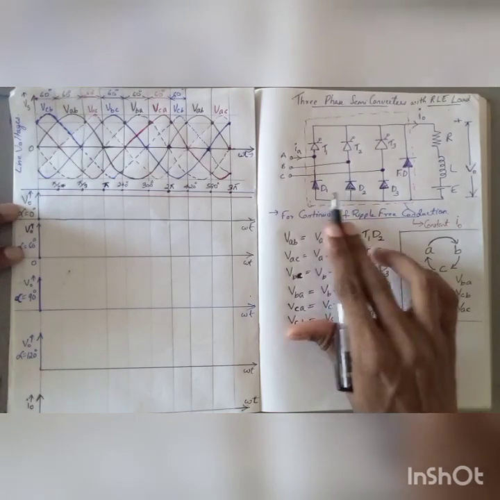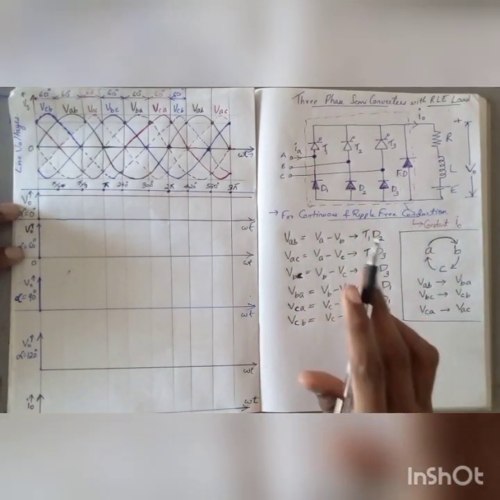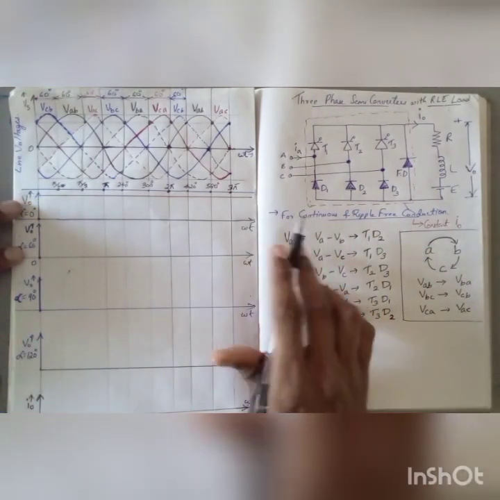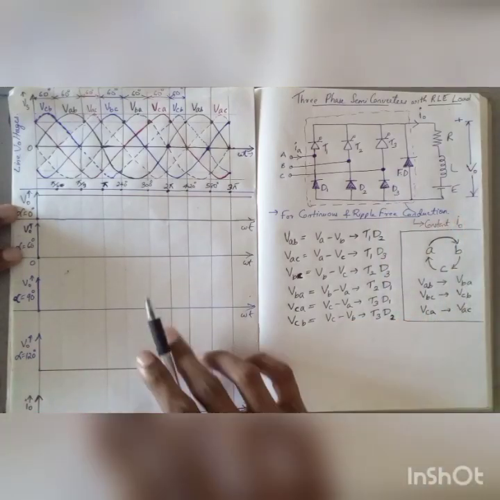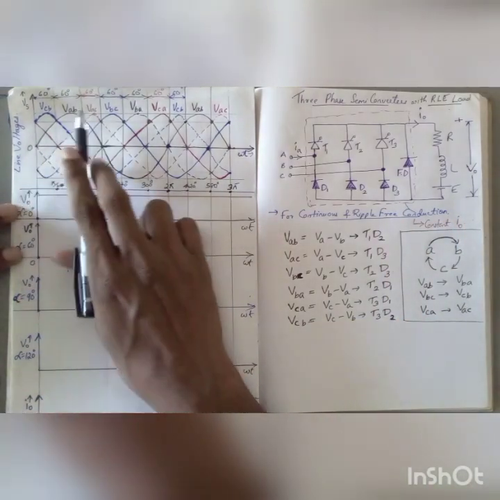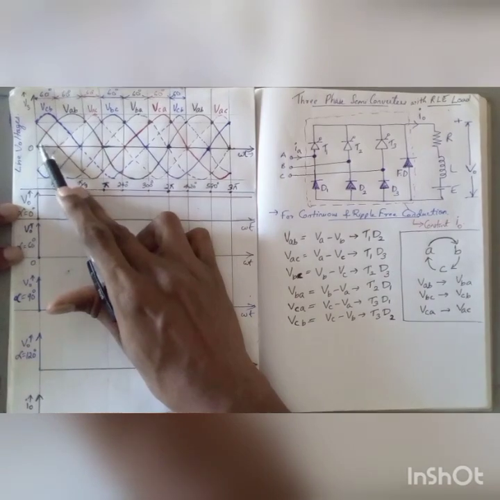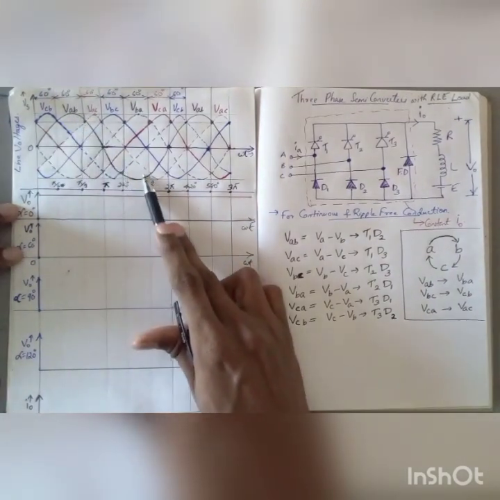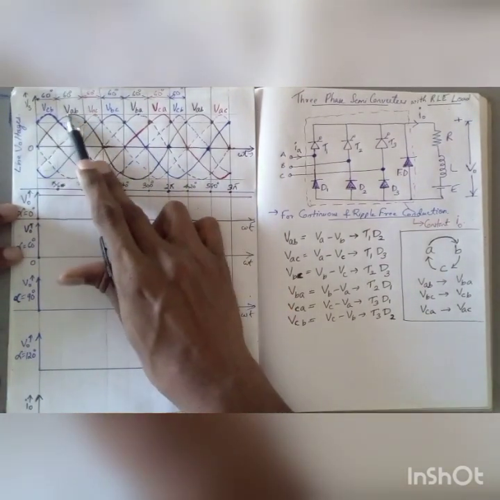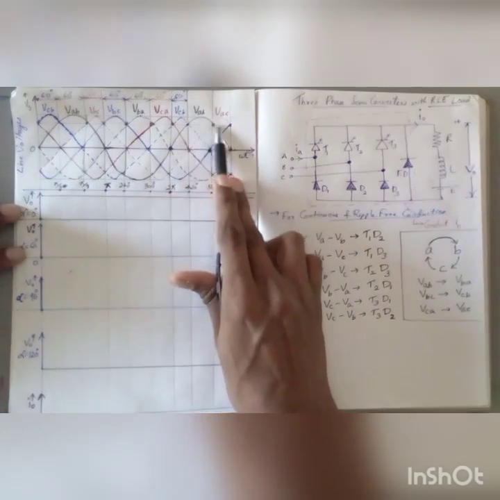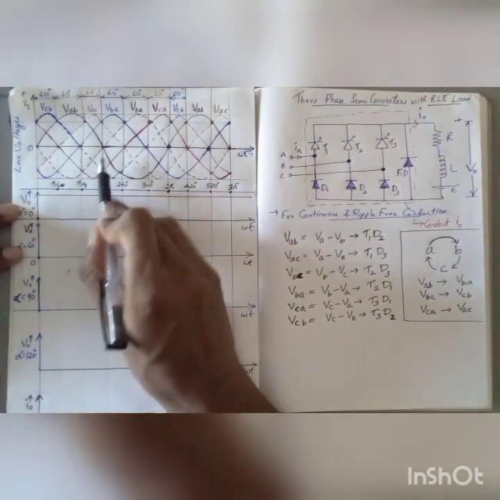Let us look at the time period during which D1, D2, D3 conduct. In these waveforms, VAB is taken as the reference. VAB is the reference voltage that is drawn in black color.